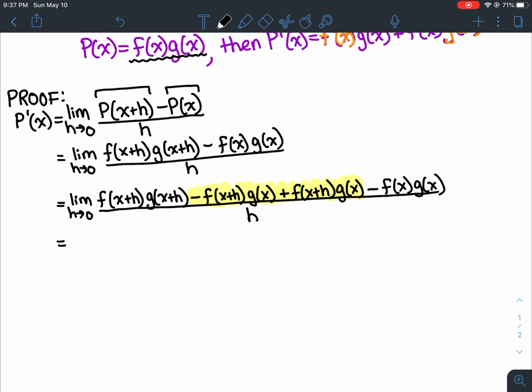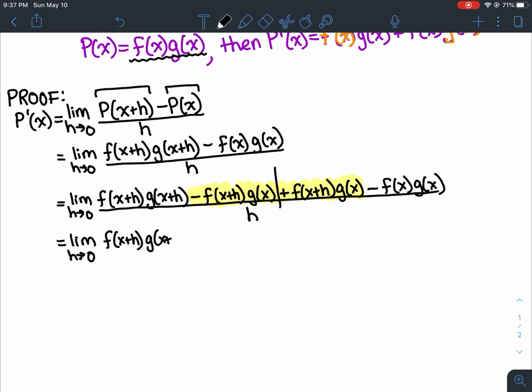Okay, so first we're going to separate it using our limits rules. We're going to separate it into two separate limits. So we're just going to break it right down the middle here and separate it into two limits. So we're going to do the limit of f of x plus h times g of x plus h minus f of x plus h g of x divided by h. So that's going to be our first one.